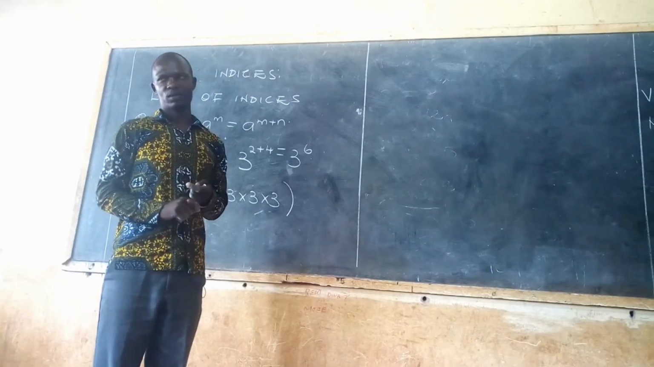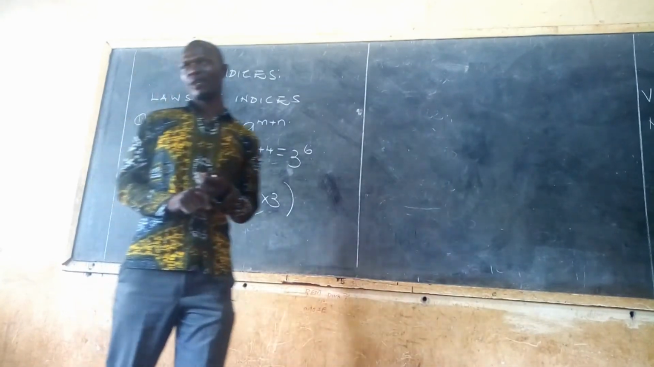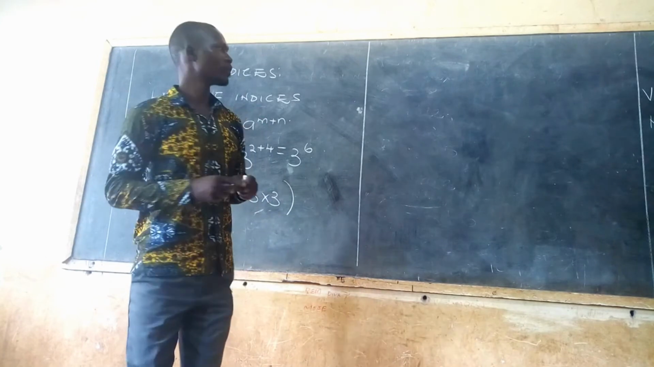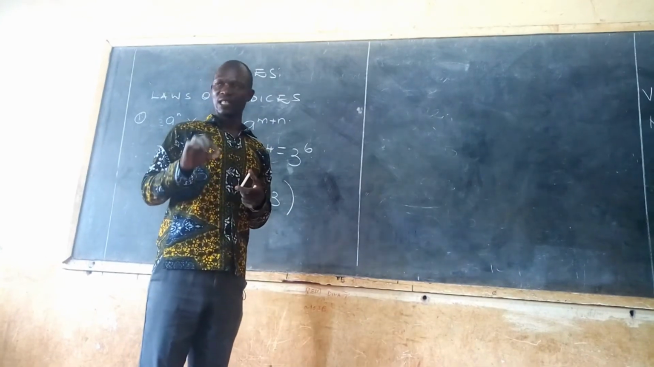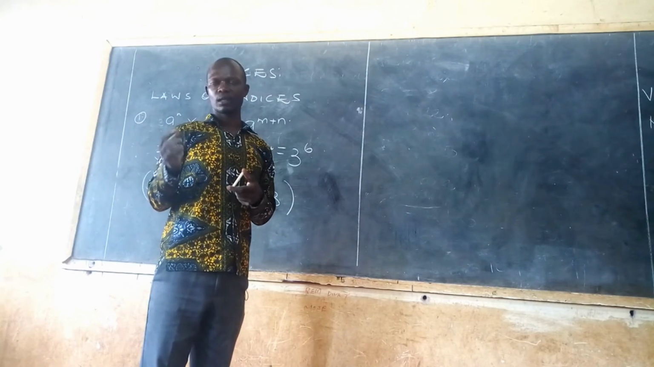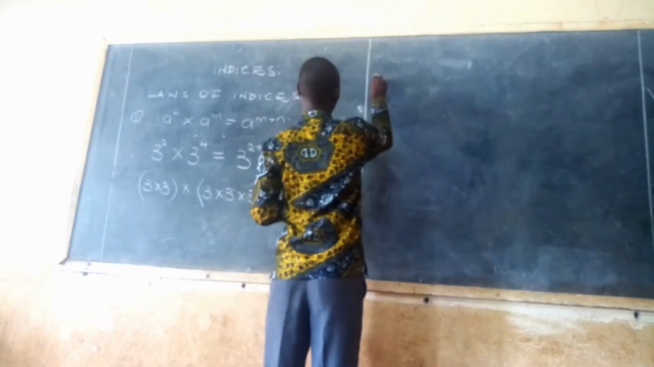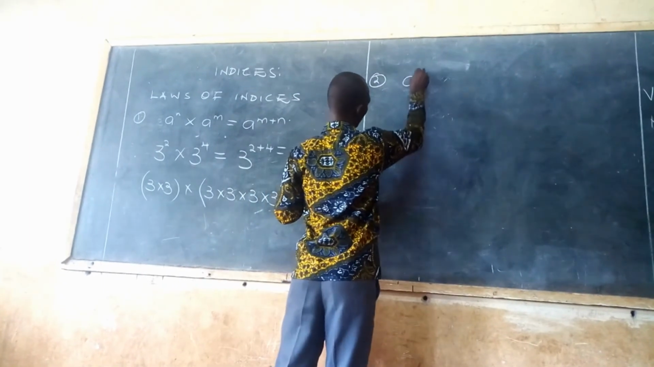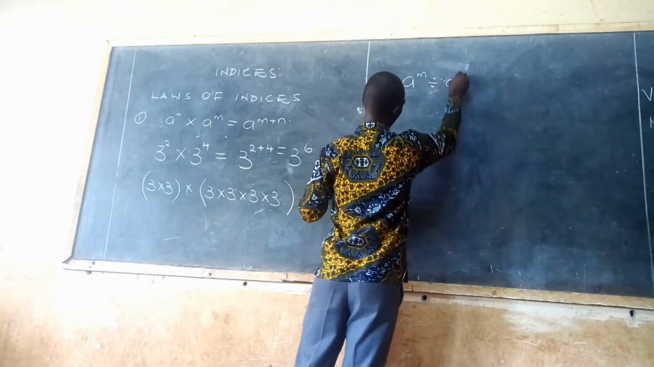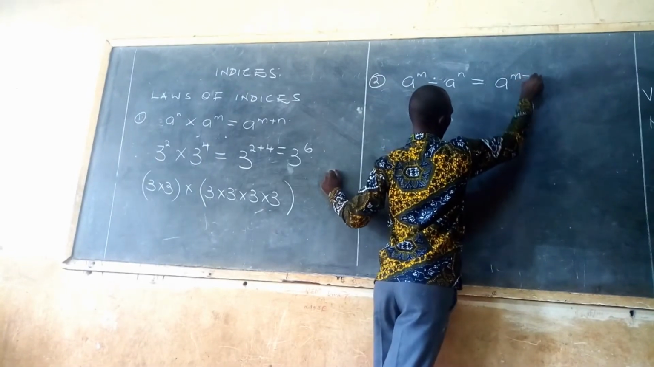Law number 2, this is very crucial. I want to call it the mother law, because out of this law we are going to get another 3 or so other laws. The law of subtraction of the indices. This one says that at all times a to the power m divided by a to the power n should give you a to the power m minus n.